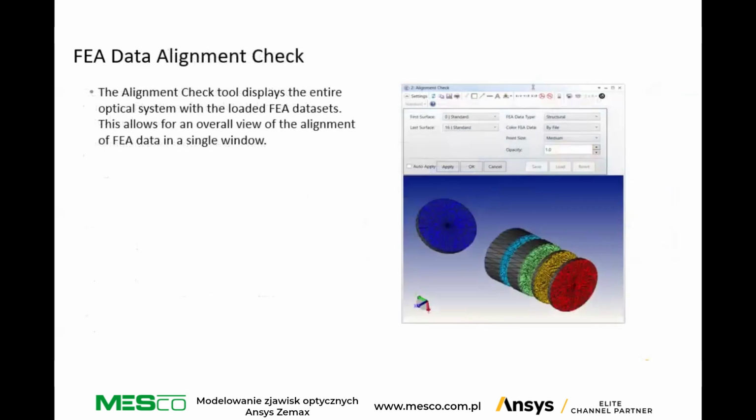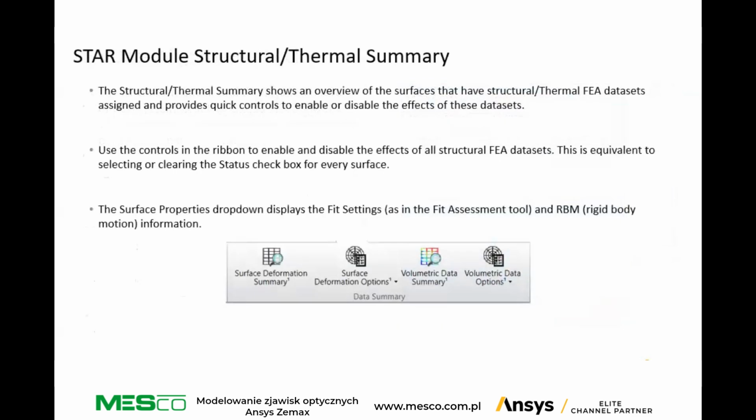You can also check the alignment to see the entire optical system with the data set, and this will give you an overall view of the alignment of the data in your system. We saw this structural and thermal summary, which shows an overview of the surfaces that we have in the system that have a structural or thermal data set assigned, and you can enable or disable the effect of this data set.